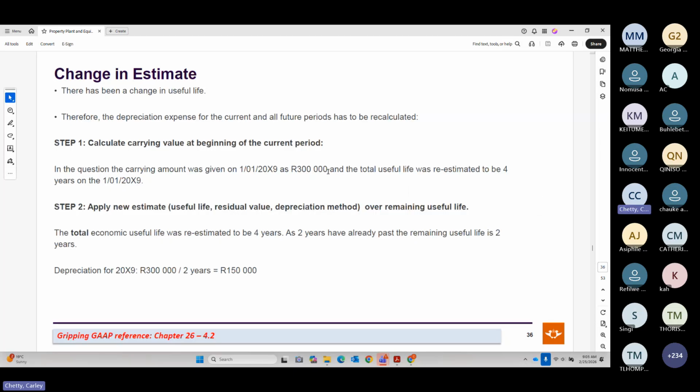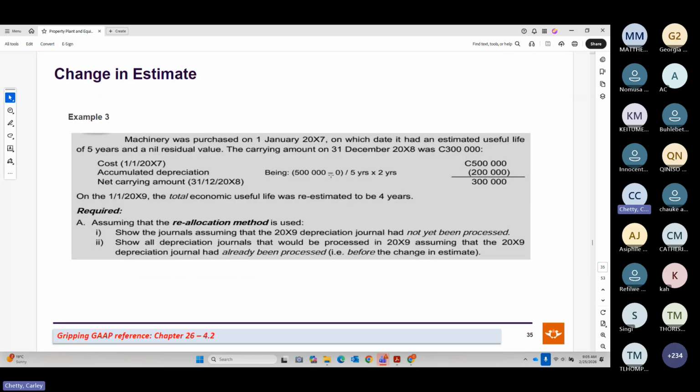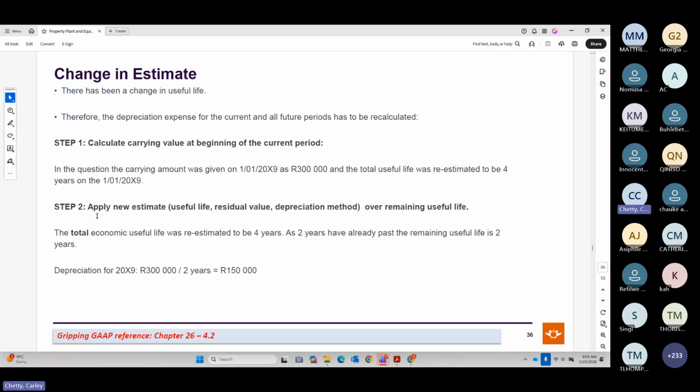So we have the carrying amount at the beginning of the current period, it was 300,000, and the total useful life was re-estimated to be 4 years. Previously, the total useful life was 5 years, but now the total economic useful life is re-estimated to be 4 years, okay? But when we apply the new estimate, the new estimate in this case needs to be applied over the remaining useful life.